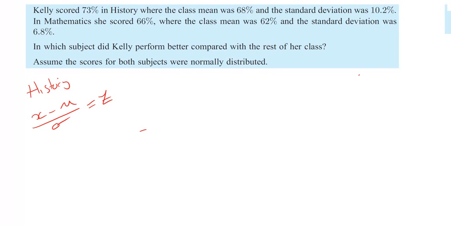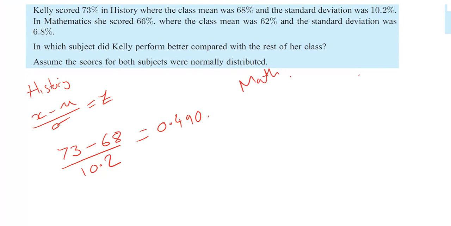So for history, we're going to have 73, the score, take away 68, which was the mean, divided by 10.2, and if we work that out, it comes out as 0.490. And then for math, we can do exactly the same thing for the math distribution. We know we scored 66%, so if we take away 62, the mean for math, and divide by 6.8, we'll have mapped that also back to the standard z distribution. So in that case, it was 0.588.